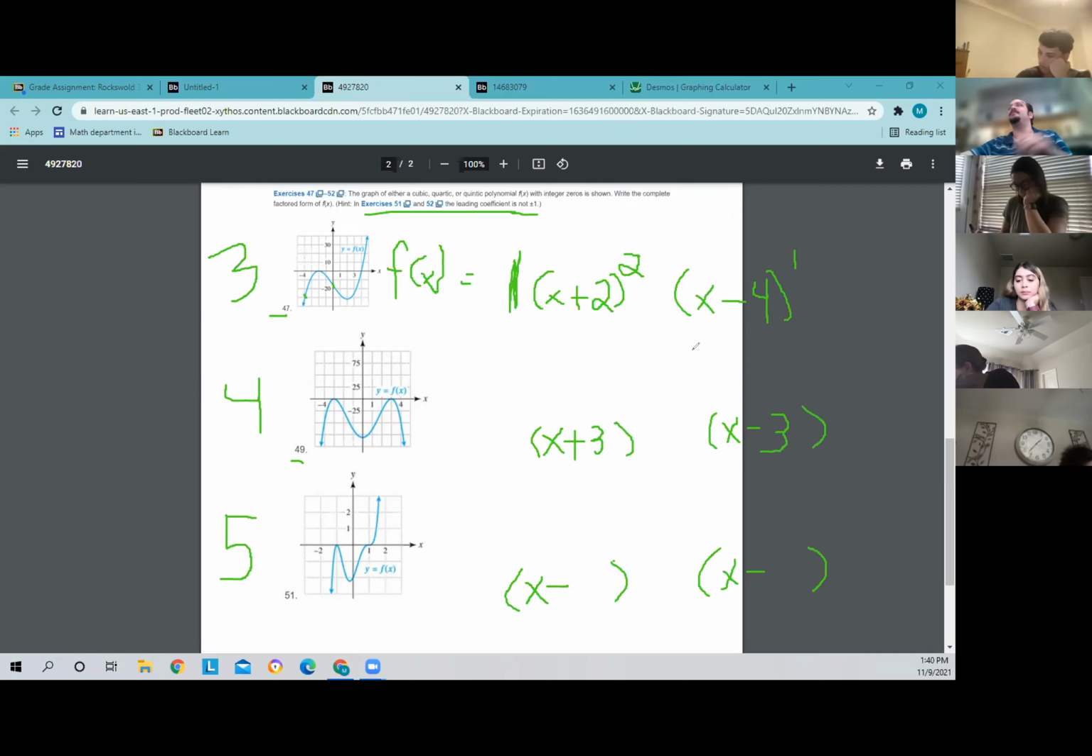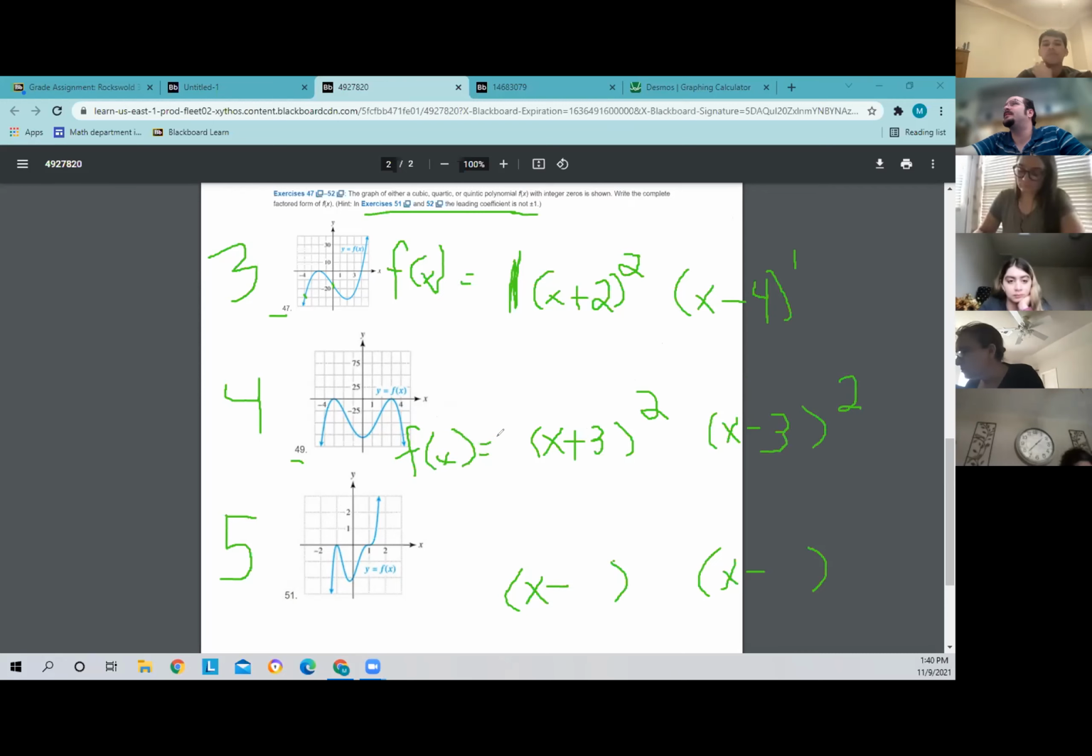And what power on these should I put? These should both have what number? 2. And so if I do 2 and 2, that should give me the 4 for my power of 4. And the leading coefficient on here should be what? Negative. So we're going to throw a negative 1 on here.